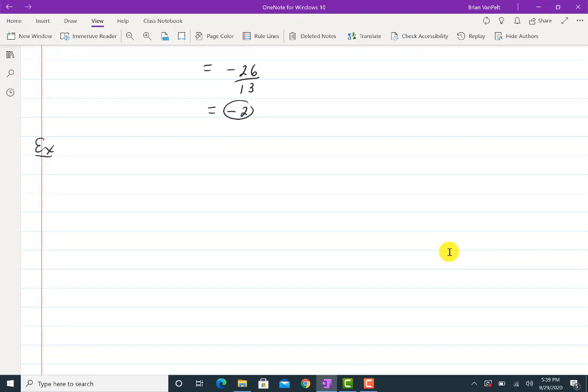Let me do another one. Here I have 3/8 minus 5/8, and that's equal to 3 minus 5 over 8, which is negative 2/8. And once again, I can simplify. 2 goes into both of those numbers, so I'll end up with negative 1/4.